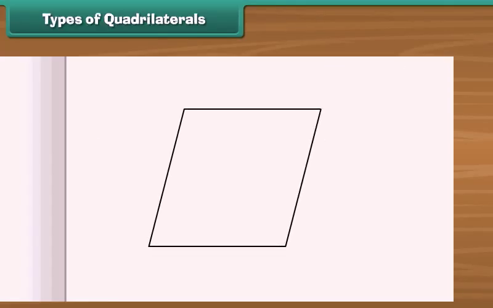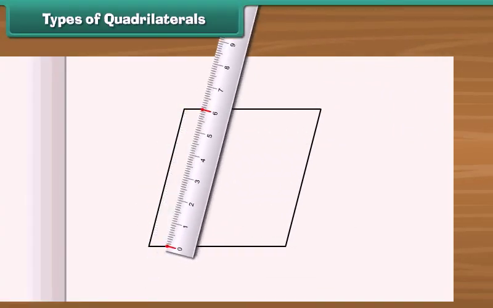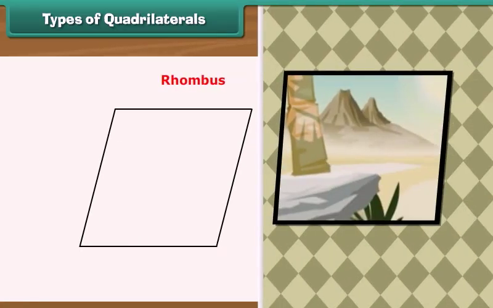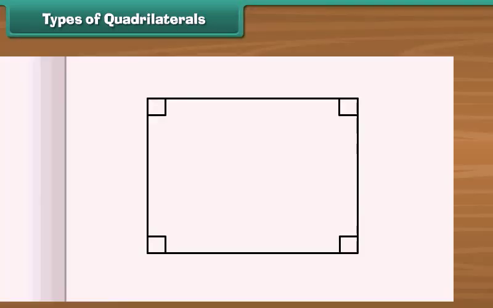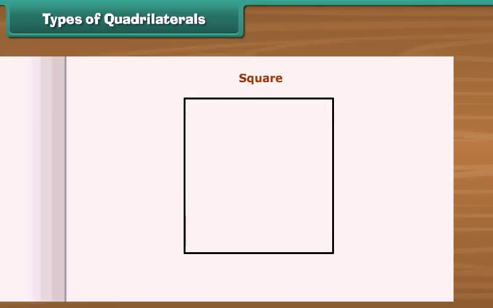A quadrilateral having opposite sides parallel is called a parallelogram. For example, slide is a parallelogram. A parallelogram in which all four sides have the same length is called a rhombus. Look at this painting. This is a rhombus. A parallelogram in which all angles are right angles, that is 90 degrees, is called a rectangle. For example, this gift pack is a rectangle. A square is a parallelogram in which all angles are right angles and all sides have same length.